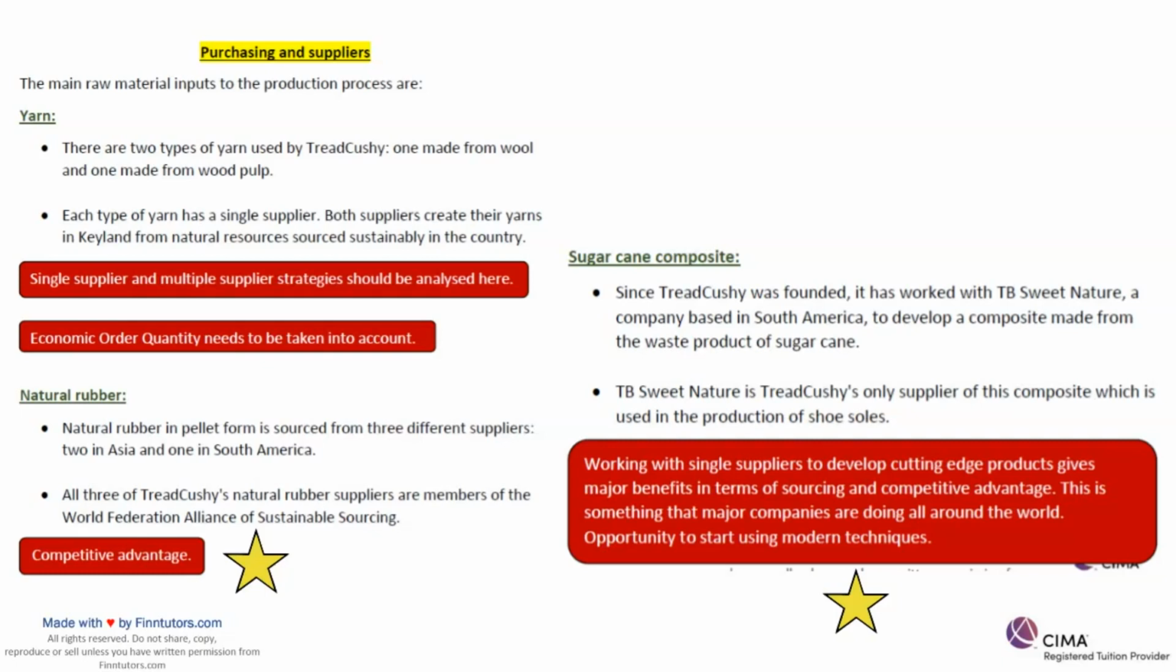Next, our third raw material is sugarcane composite. Since TreadCushy was founded, it has worked with TB Sweet Nature, a company based in South America, to develop a composite based on waste product of sugarcane. So together, these two companies were in a strategic alliance or strategic partnership where both helped each other. TB Sweet Nature gave TreadCushy this composite. TreadCushy supported them by giving them bulk orders. So TB Sweet Nature is TreadCushy's only supplier of this composite, which is used in production of shoe soles.